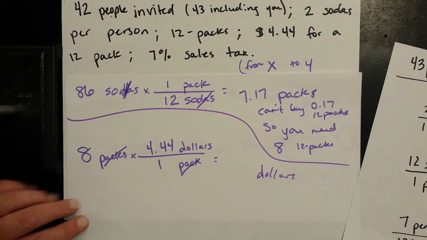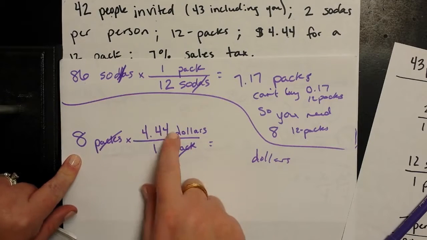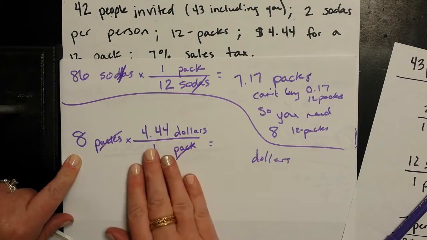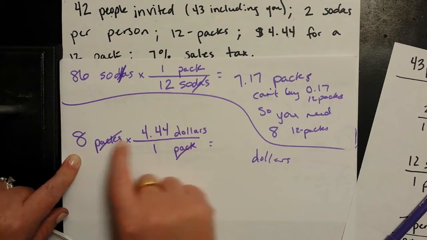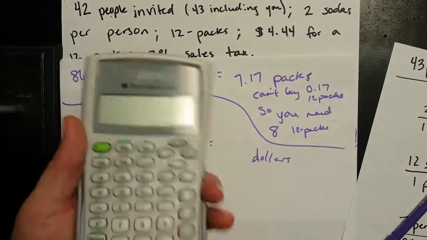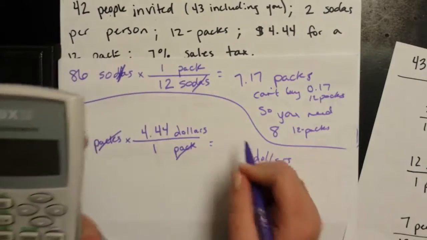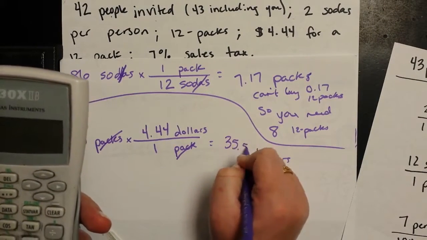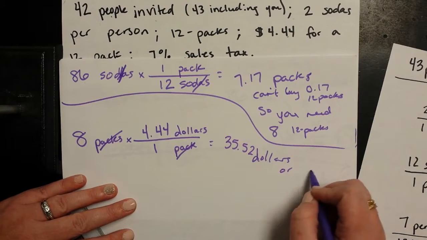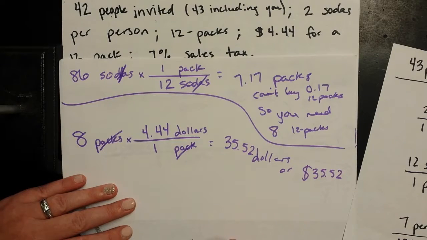All right, and see how this is 8 times 4.44 over 1. Since it's over 1, you can just ignore that. If this was not 1, you'd have to do some more math. But you multiply across your numerators, so now we've got 8 times 4.44, and we have $35.52. So that means that before tax, you're going to spend $35.52 on soda.